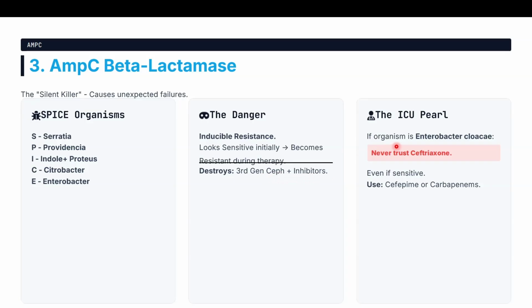In this use case, for example, if you see a culture report with Enterobacter cloacae, and it is saying ceftriaxone is sensitive, you must know that this organism is an AmpC producer. So in these cases, even if ceftriaxone is sensitive, don't go for ceftriaxone because of AmpC. During the therapy, it can become an inducible AmpC producer and develop resistance. So even if sensitive, in case of AmpC producing organisms, Serratia, Providencia, Proteus, Citrobacter, and Enterobacter, we use cefepime initially. Cefepime can be used in AmpC producers, or you can straight away go for carbapenems.